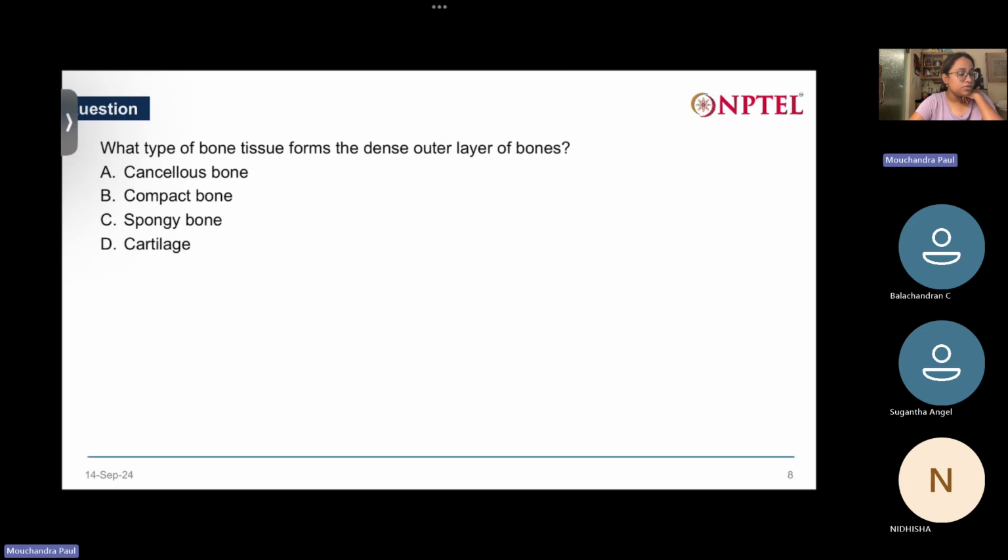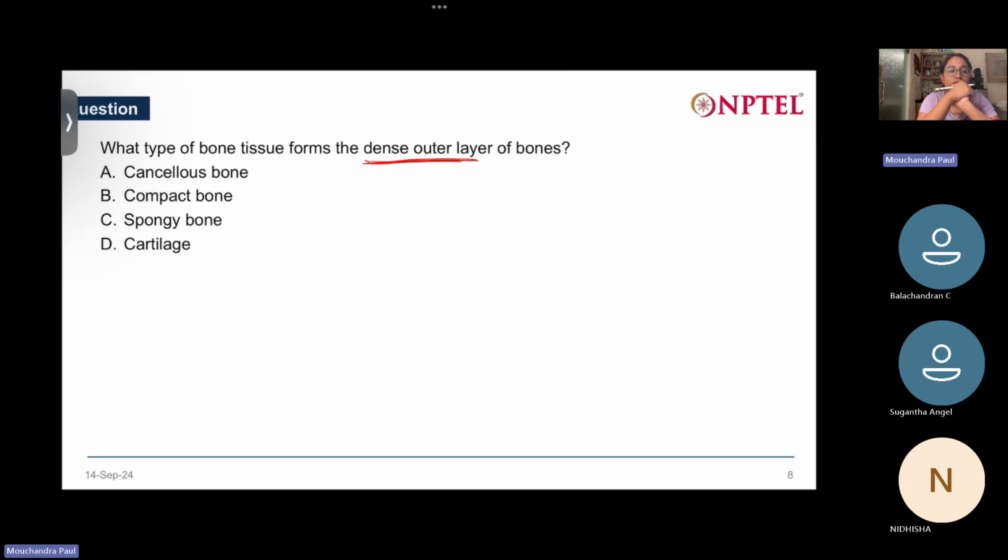What type of bone tissue forms the dense outer layer of bones? The calcareous bone, compact bone, spongy bone, and cartilage. Now, if you differentiate the bone structure depending on the density, then you will be able to answer the layers. There is a dense outer layer, and there is a relatively less dense layer of the bone that is seen in the cranium of our skeleton, or in other parts as well.